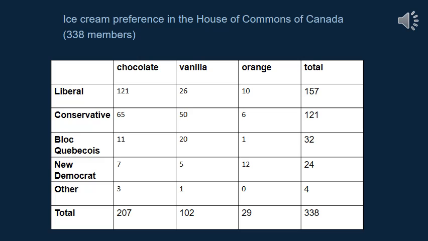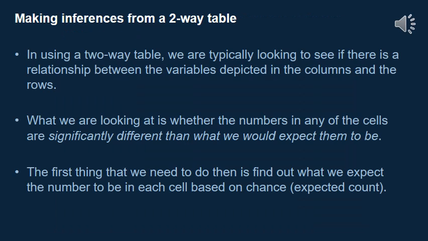I have the intuition that there is a correlation between voting liberal and preferring chocolate ice cream, between being conservative and liking vanilla ice cream, and between being New Democrat and having a preference for orange ice cream. And this is what I look at when I carefully look at a two-way table. I look at a possible correlation between the categorical variable shown in columns and the categorical variable shown in rows.